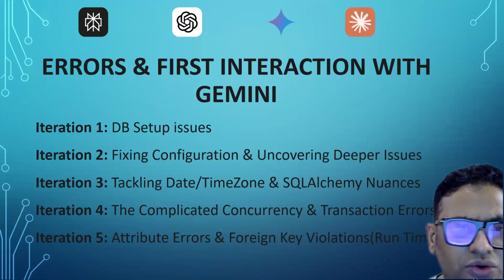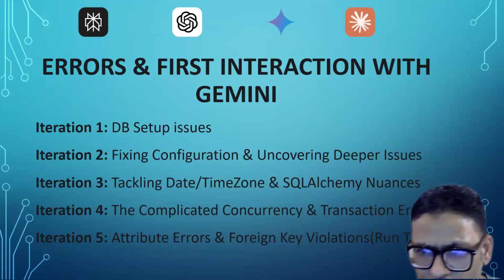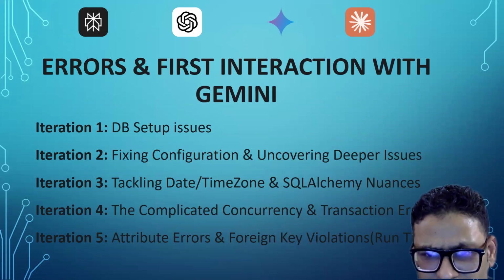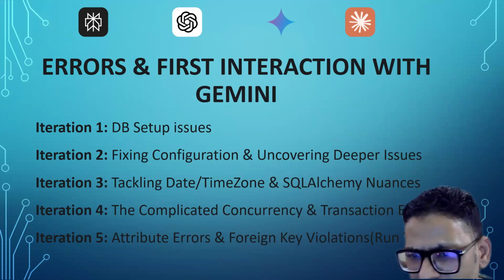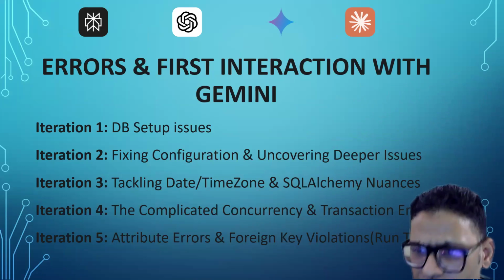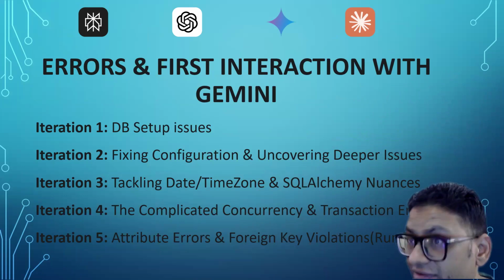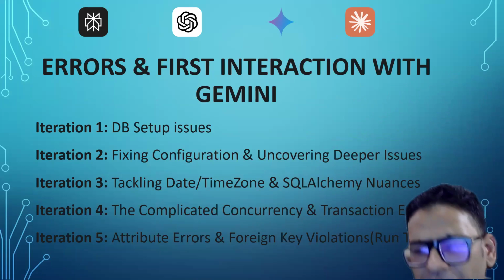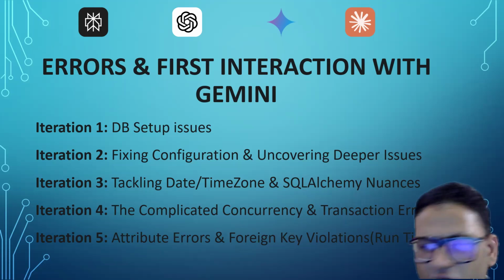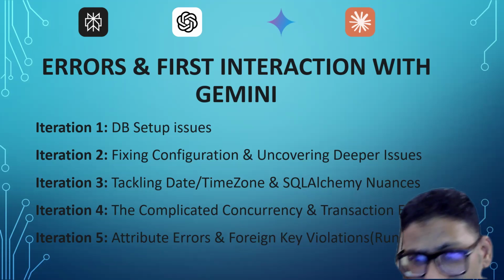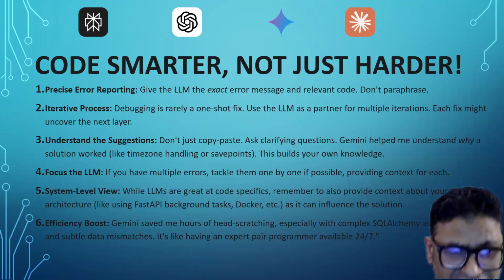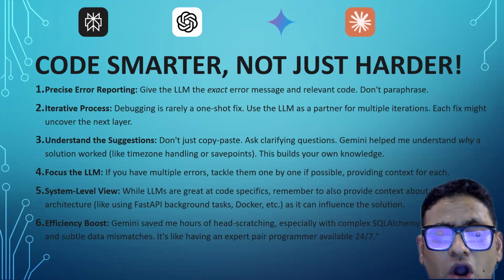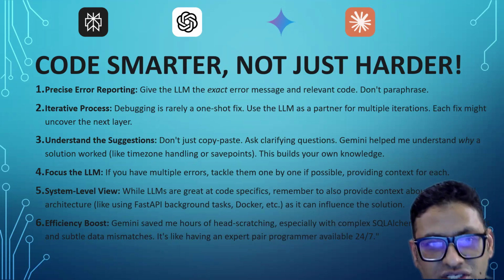I just summarized whatever issues I have fixed so far: DB setup related issues, some configuration, some deeper issues related to data, time zone issues, SQLAlchemy data related issues, concurrency and transaction related errors, attribute name and module not found errors, and the foreign key violation, which are runtime errors, right? So these are the different errors which I tried to fix, and I was able to fix them, right? This is what I felt: code smarter, not just harder, right?